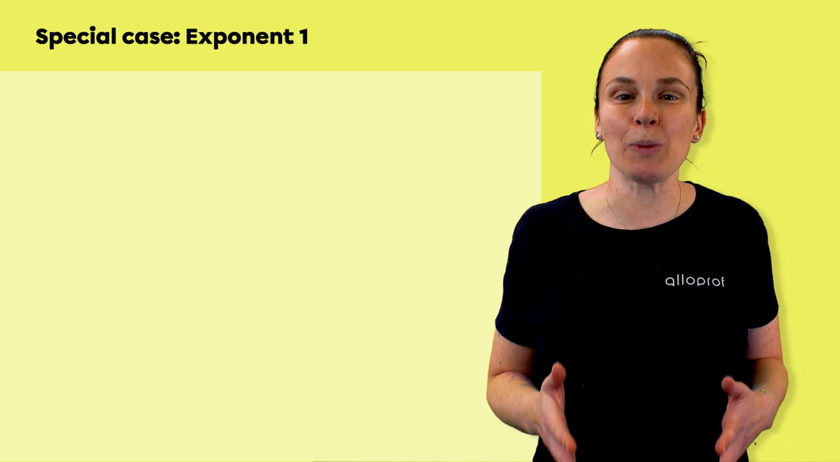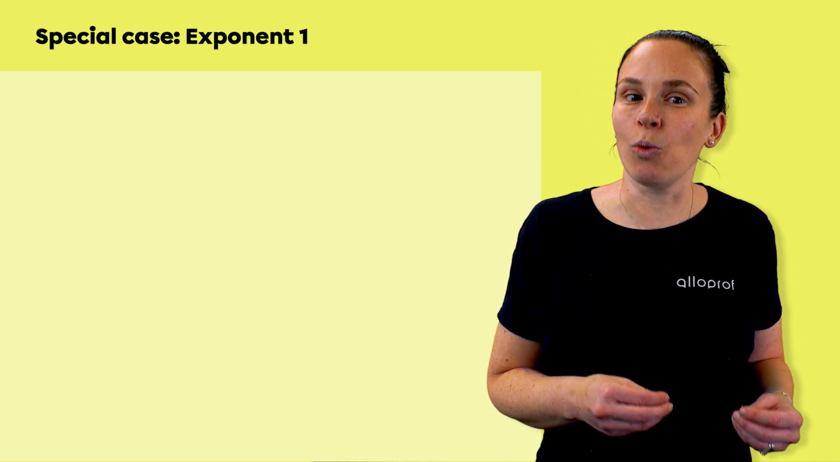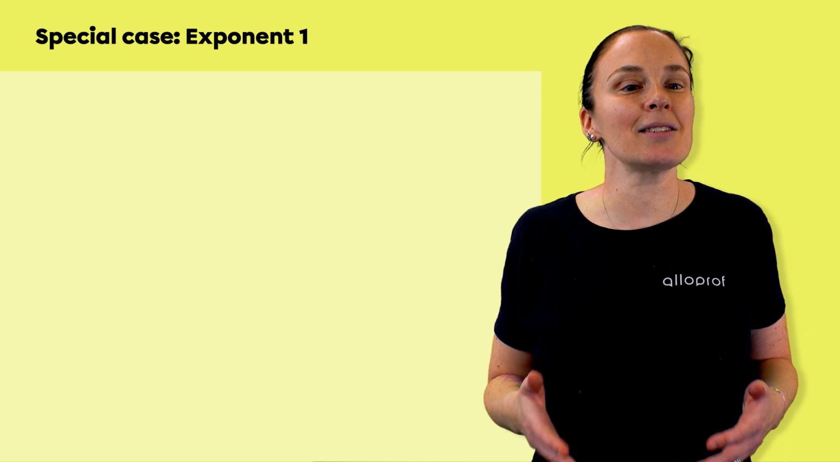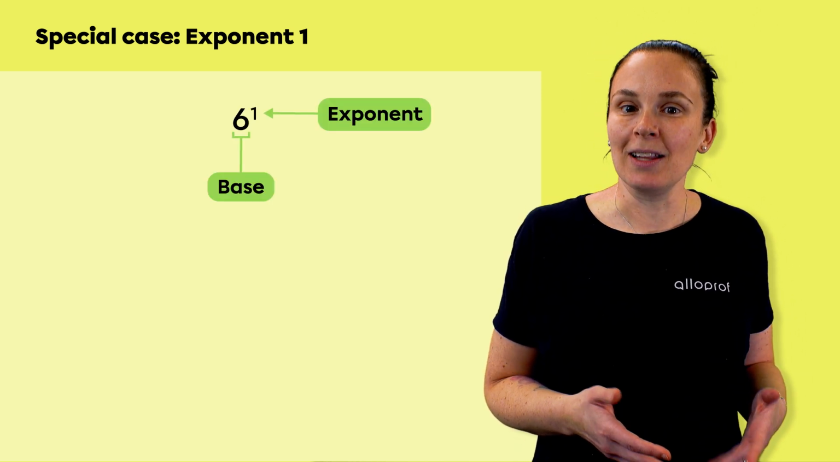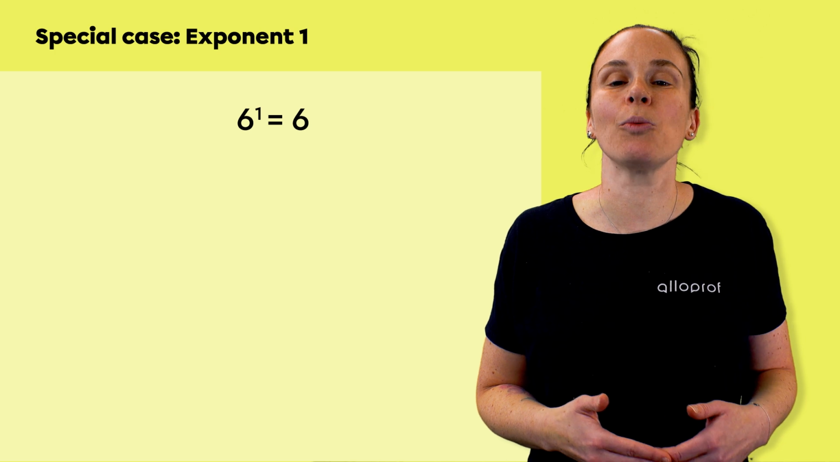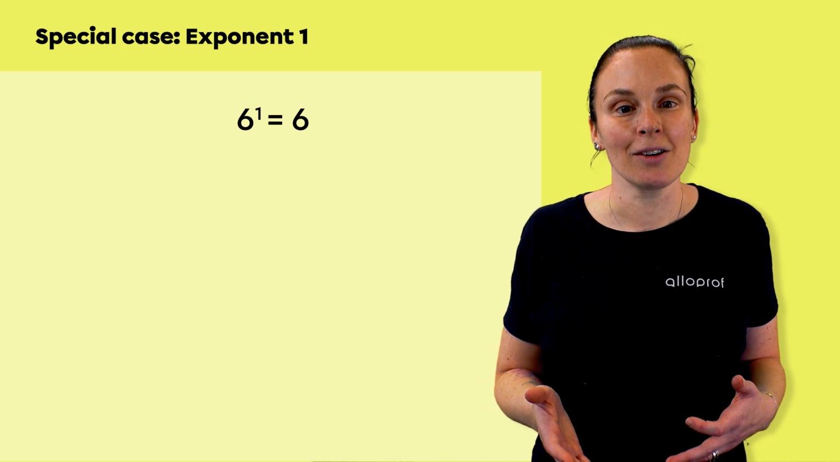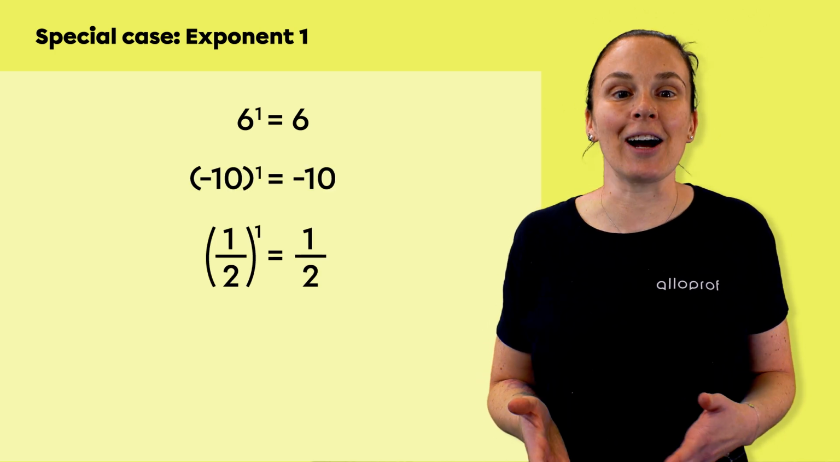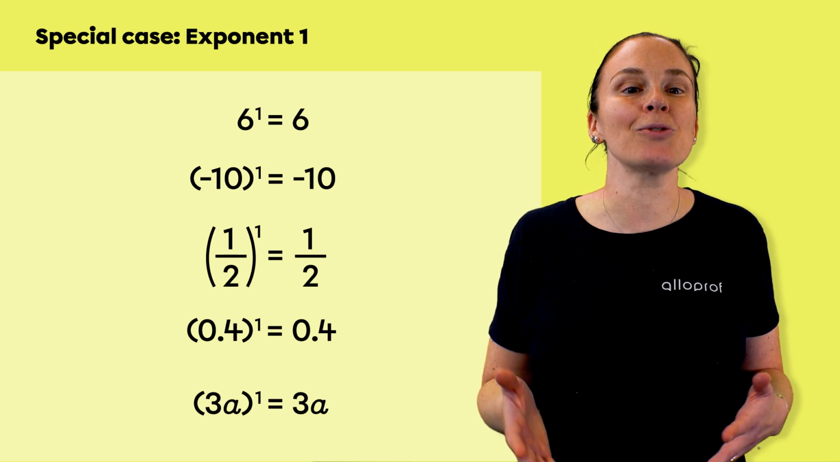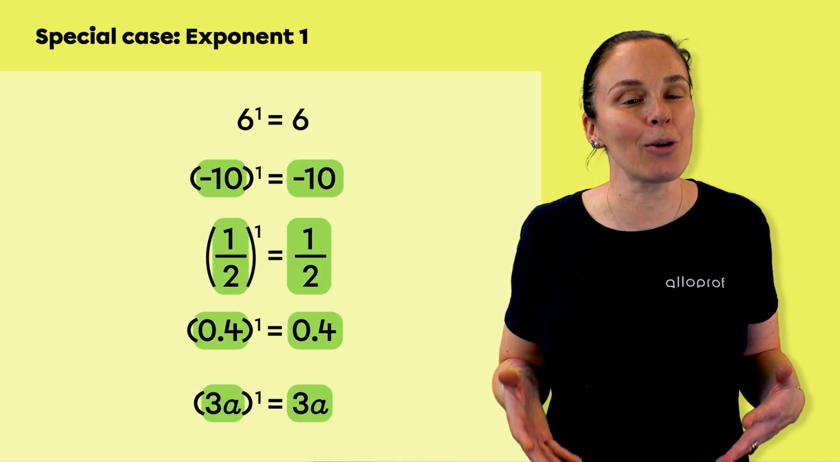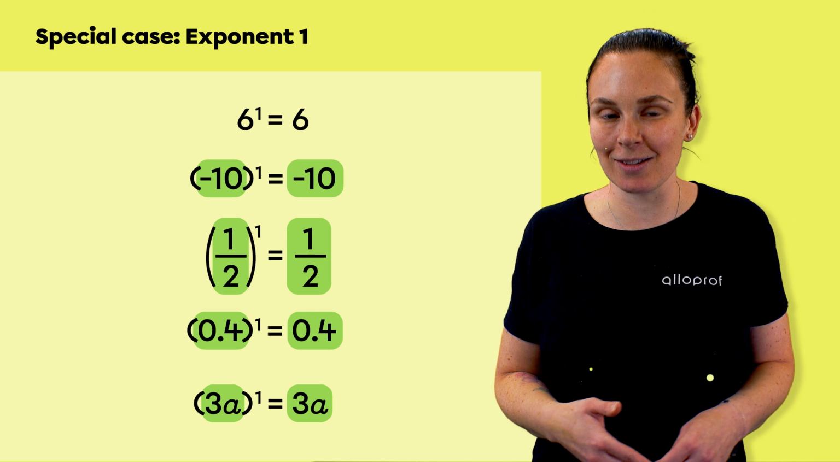There are also 2 special cases, the exponents 1 and 0. Let's take 6 to the power of 1. The base is 6 and the exponent is 1. This means that the number 6 is only present once, so the power is 6. Whether the base is negative, a fraction, a decimal number, or if it contains a variable, if a base is raised to an exponent of 1, the power is always equal to the value of the base.